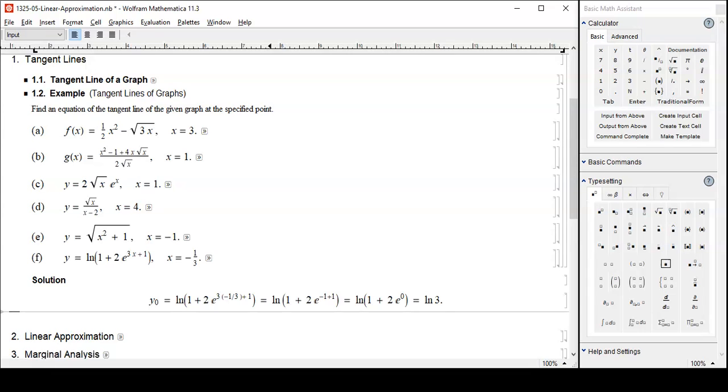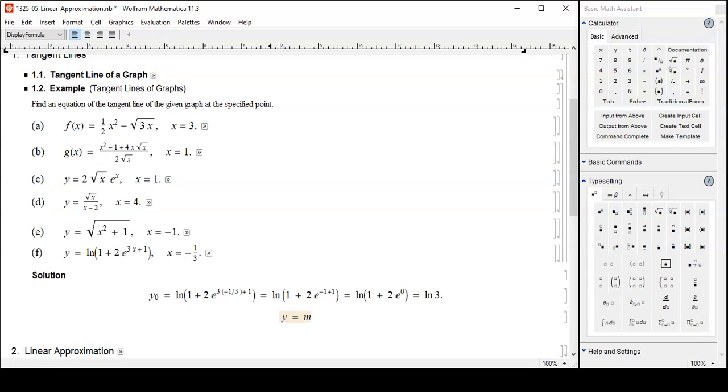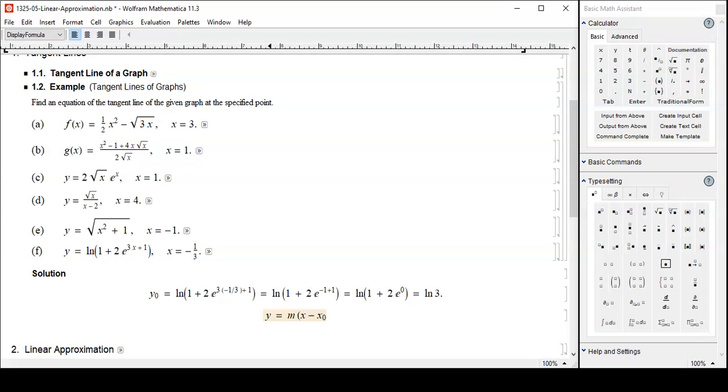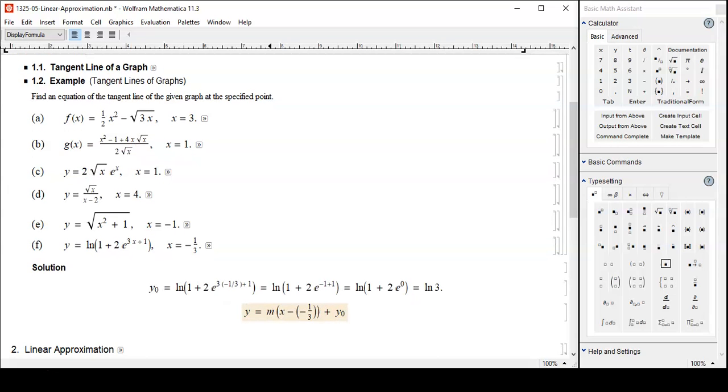Alright, this is what we have so far. Y equals m, x minus x0 plus y0. That's my slope point equation of the line. And then here, I have to do -1/3. And then this one is log of 3. And of course, nobody writes like this, double negative. So let's rewrite it like this. And that's the equation of the tangent line we are looking for. Y equals m, x plus 1/3 plus log of 3.